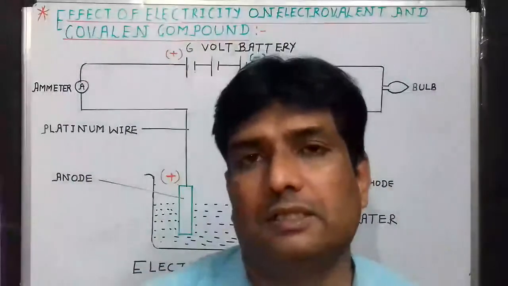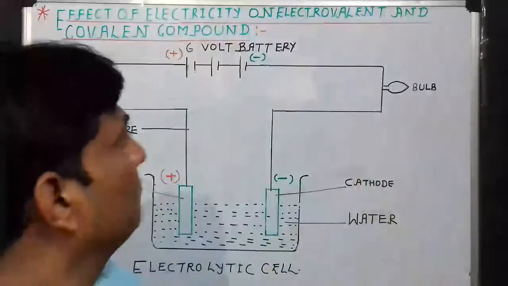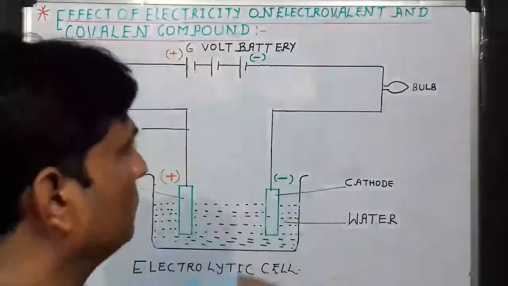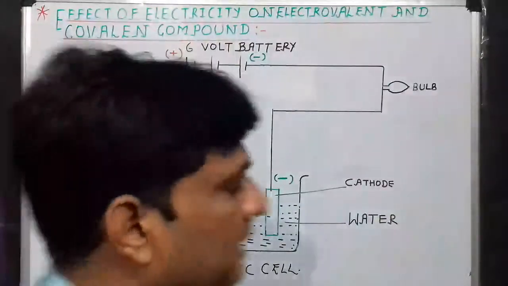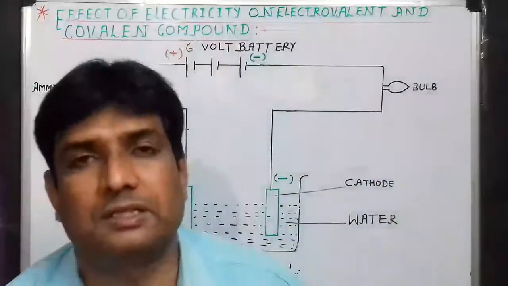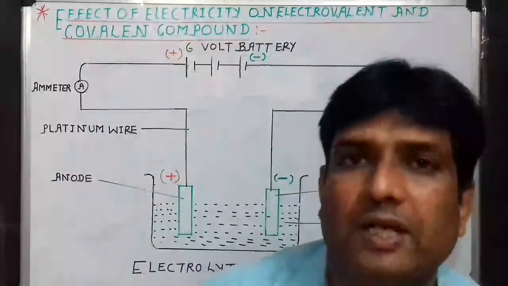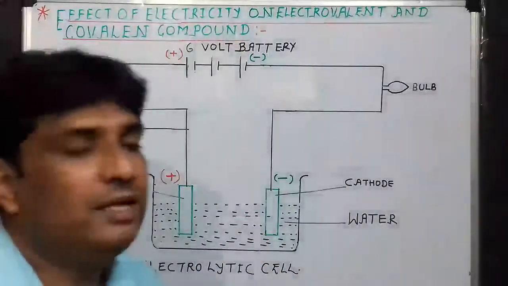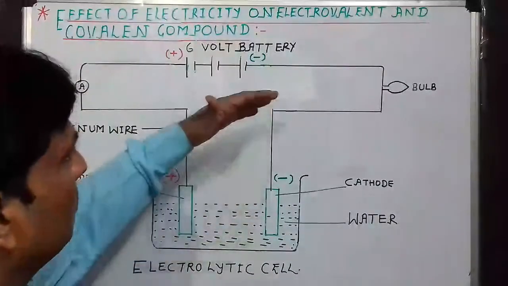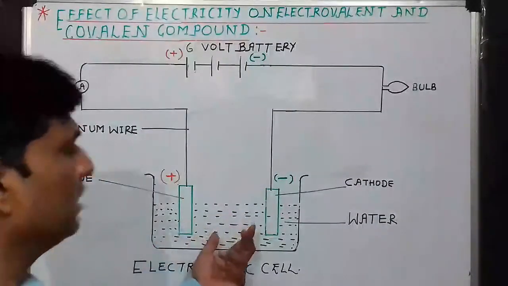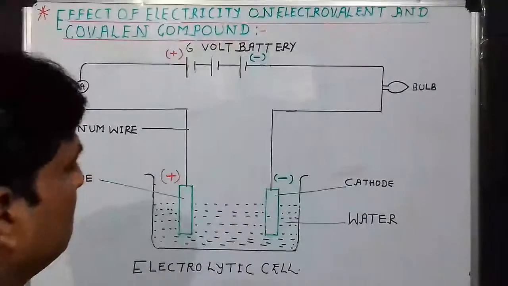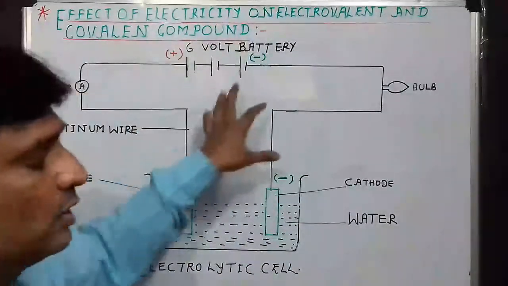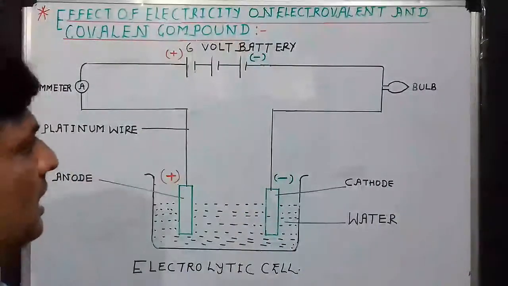Okay, so we concluded that the electrovalent compound passes or conducts electricity. So the bulb glows. Clear? We conclude that the electrovalent compound conducts electricity because the bulb glows and the ammeter reading also increases when we pour the electrovalent compound in molten or liquid state into the beaker and the current passes through the 6-volt battery in the electrodes.